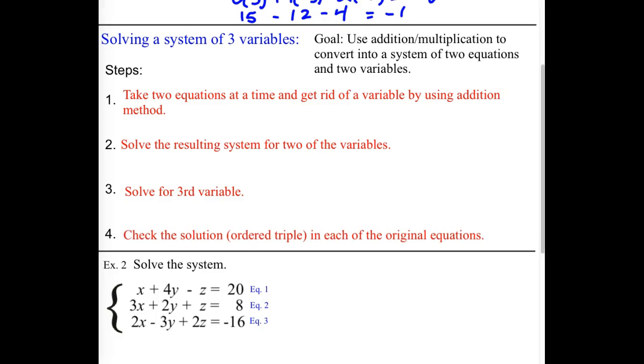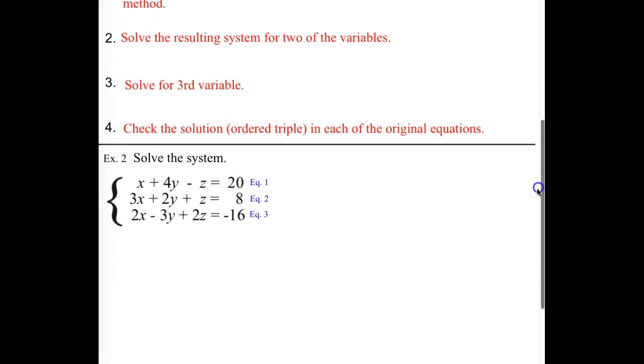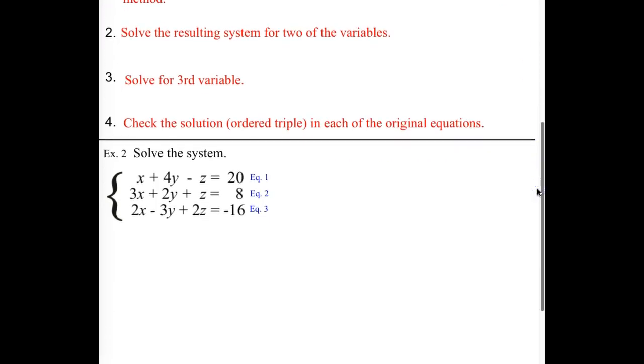All right, a couple things about this first step. It says to take two equations at a time and get rid of a variable. We're going to use that addition multiplication idea that we've been using the last few days. The key here is you have to use all three equations at some point, but you're combining them in pairs. So I might choose to use equations 1 and 2, and then I somehow have to use 3 next. I can pair 3 with either 1 or 2, but I have to get it used. Okay.